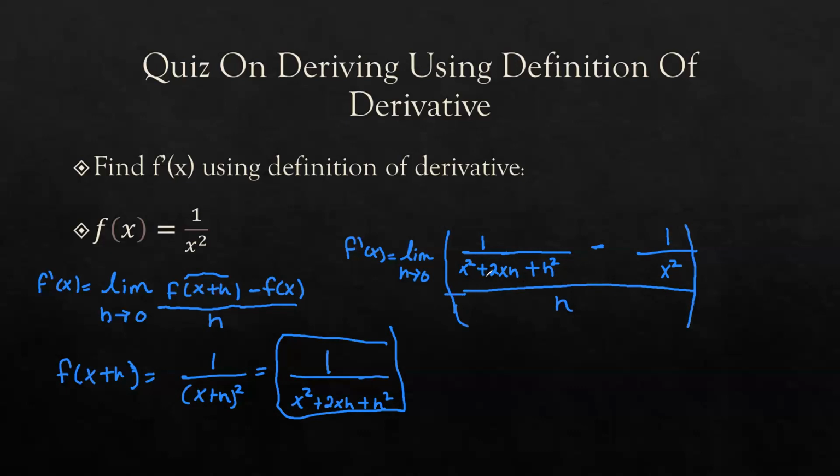Now we could simplify the numerator. This is our entire numerator, so we have a complex fraction. This is the numerator, and this h is our denominator. So let's simplify our numerator.